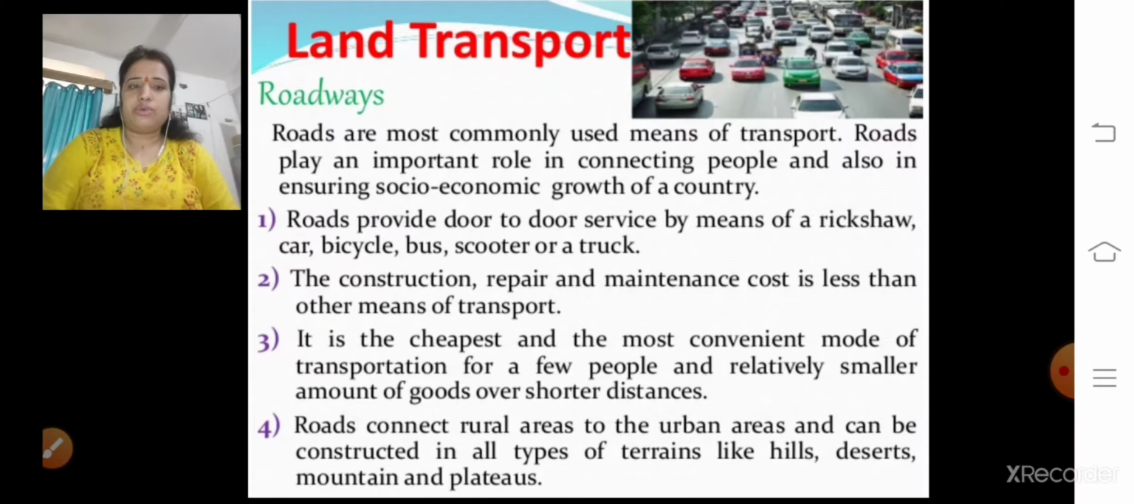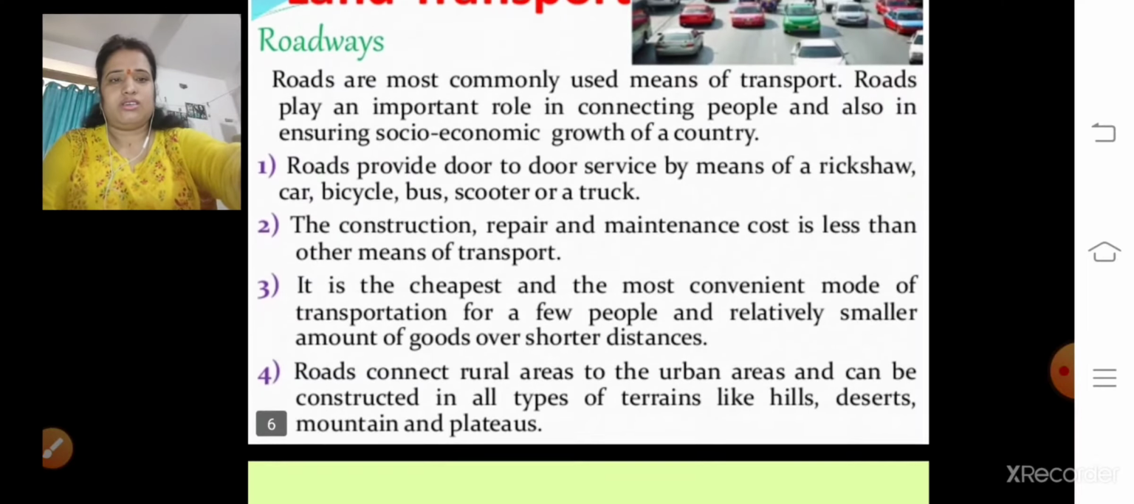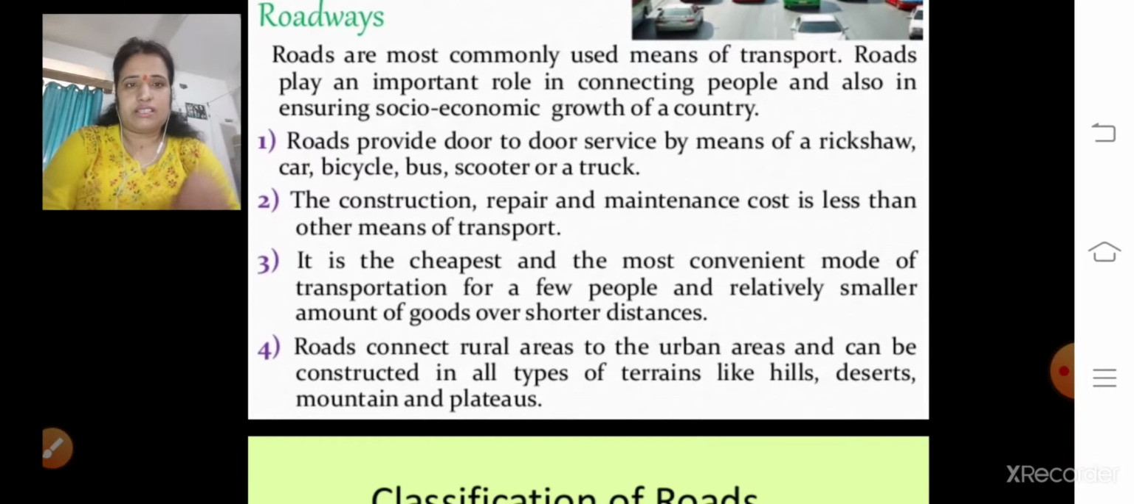Roads connect rural areas to the urban areas. Rural areas means your village areas. An urban area means city, and roads can be constructed in all types of terrains like hills, deserts, mountains and plateaus. So from all these four points, we can say the roads are very important means of transport. And the first important thing is they provide door-to-door services.